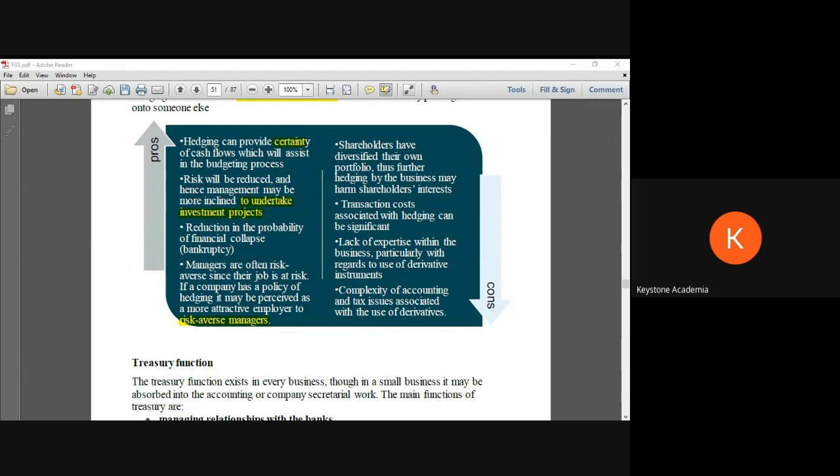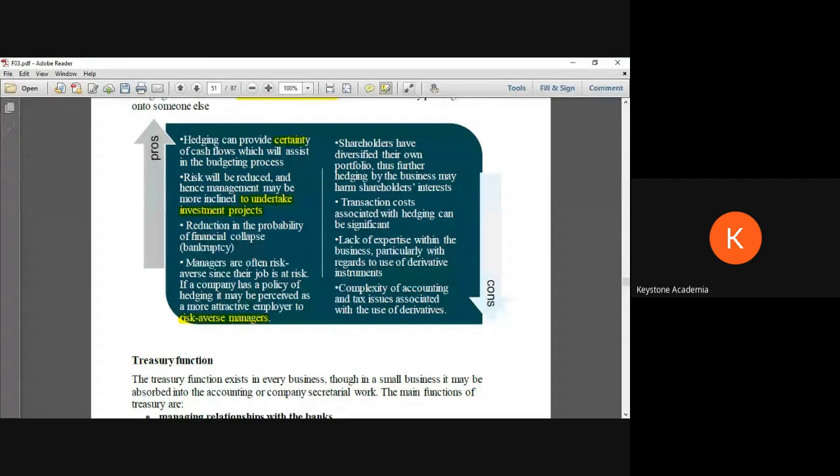Yes, that's a good point. It will affect our margin, and we cannot just change our market price immediately. Yeah. Anything else? Okay. Let's go to cons.